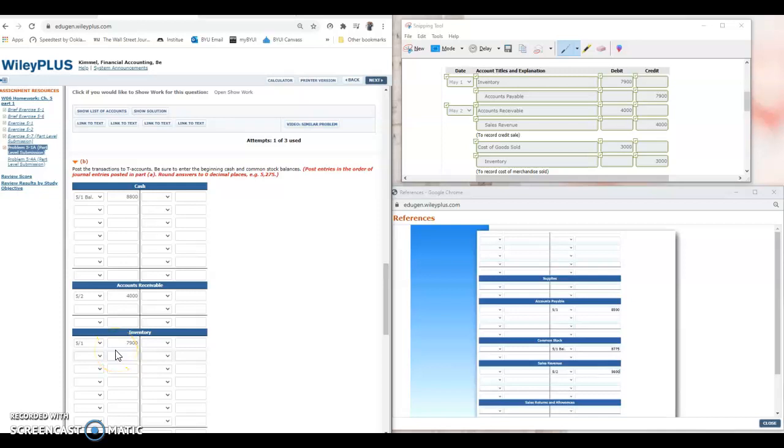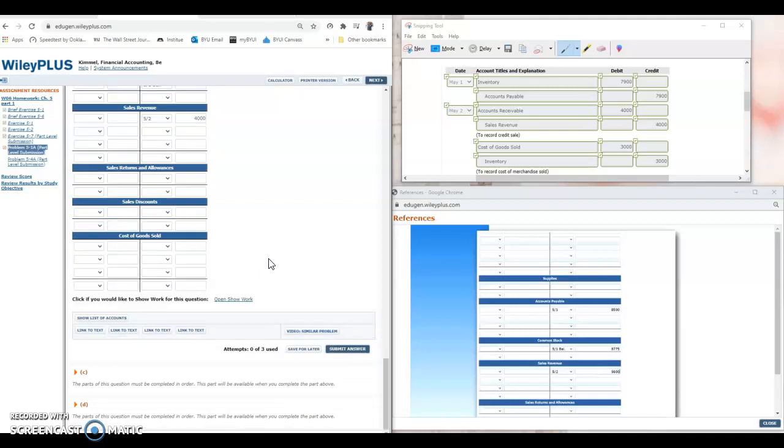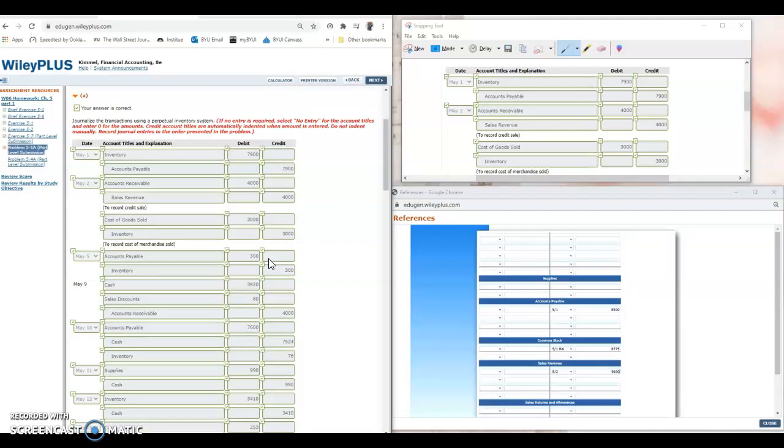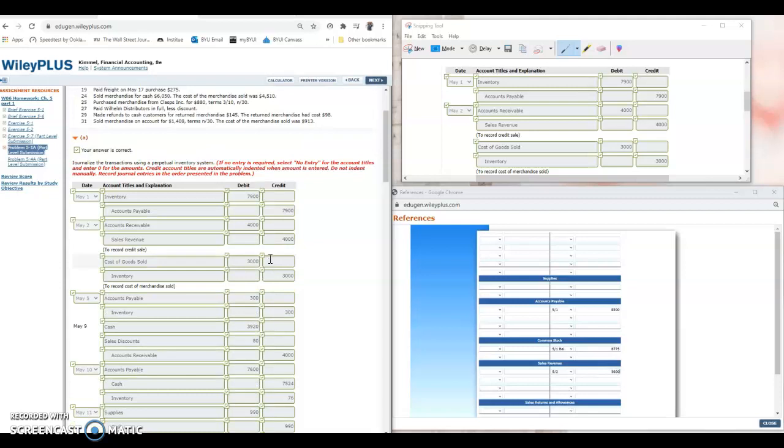Hi everyone. Currently I'm working on problem 5-1B this time, wherein I have to put the amounts to the accounts. So what I usually did in this one, because as you can see there is a lot of it, and also on letter A, wherein you have to journalize transactions.